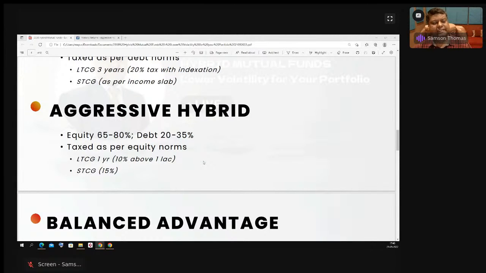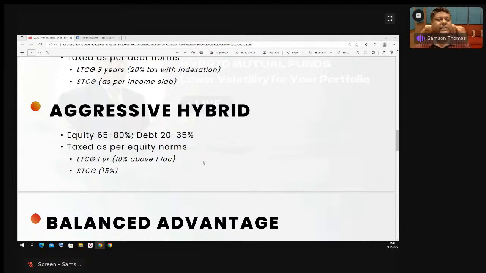So what are the equity taxation norms? The long-term capital gain will be for a holding of 1 year or more, right? If you hold the fund for 1 year or more, then it will be considered a long-term capital gain. The tax on the long-term capital gain is 10%, and 1 lakh is exempted. So if you have profit up to 1 lakh, no tax on that, right? But anything above 1 lakh, 10% on the long-term capital gain above 1 lakh. And if it is a short-term capital gain, meaning that your holding period is less than 1 year, then it is a flat rate of 15%.